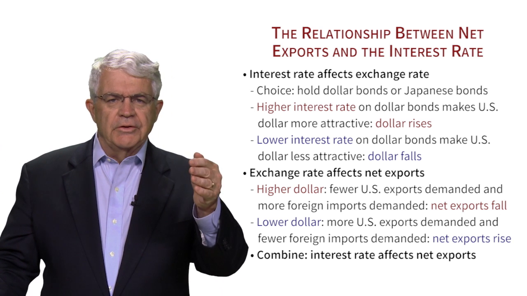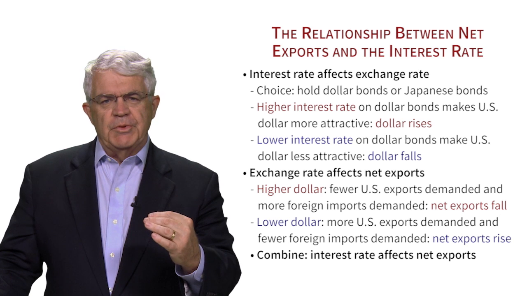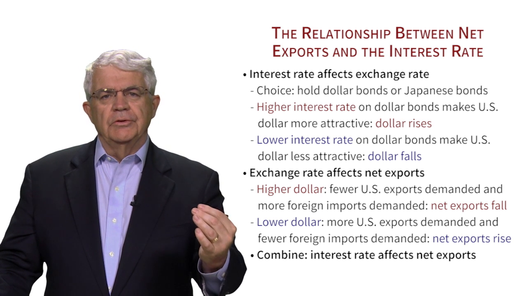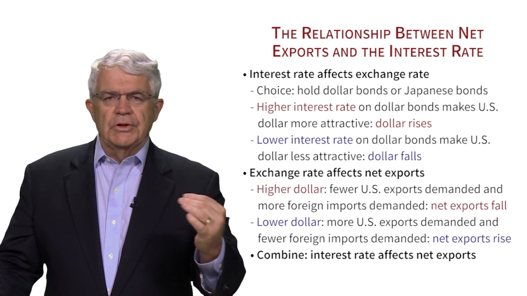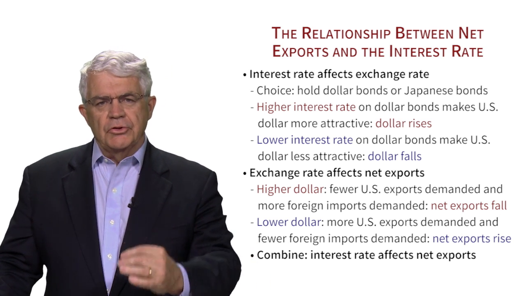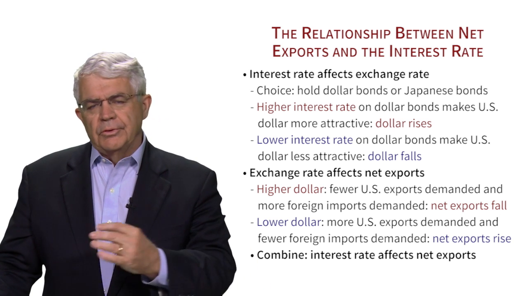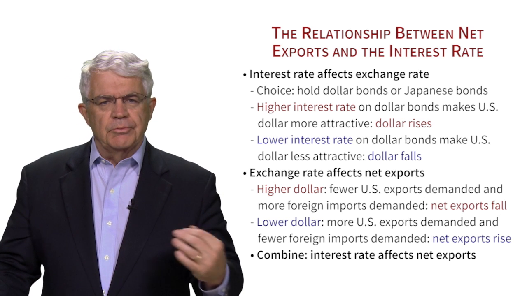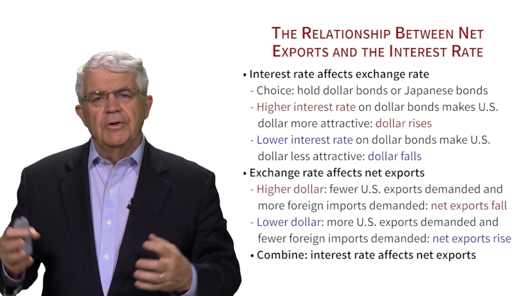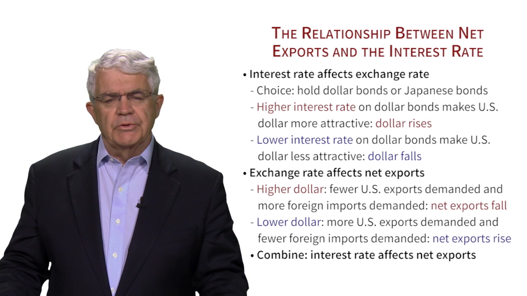So that's the logic. Again, with each part of this chain, you think about the choices people are making between U.S. bonds and Japanese bonds in the first case, depending on the interest rate, and how that affects the exchange rate. And then second, the choice between Japanese cars and American cars, or more generally Japanese exports and American exports, or even more generally foreign imports and exports compared to the United States. And we got this relationship.